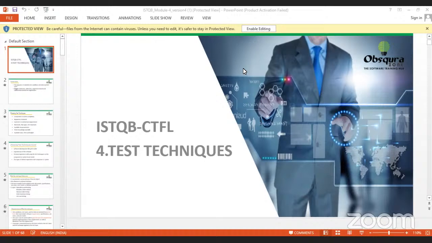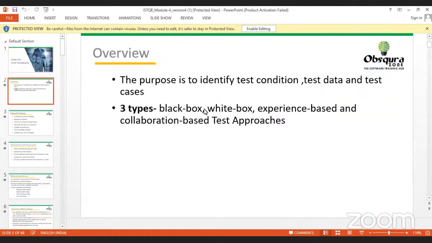So, we derive test cases by adopting these test techniques. In order to test some application, we have to adopt these test techniques in order to derive the test cases. So that is the use of the test techniques. The overview, that is, the purpose is to identify the test condition.